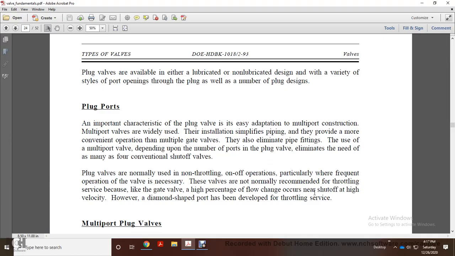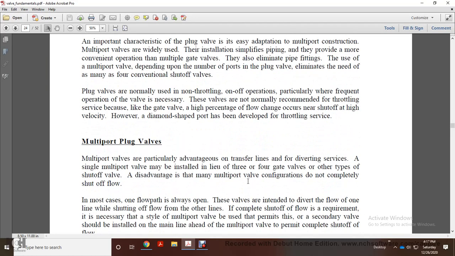Plug valves are not recommended for throttling, much like a gate valve, because a high percentage of the flow occurs near the shutoff at high velocity. However, the diamond-shaped port has been developed for throttling services.